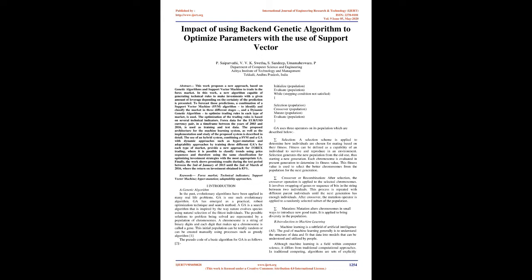The proposed architecture for the machine learning system, as well as the implementation and study of the proposed system, is described in detail. The use of a hybrid system, combining a SVM and a GA with dynamic approaches such as hyper-mutation and adaptability approaches by training 3 different GAs for each type of market, provides a new approach for Forex trading, where it is possible to classify trends using price sequences and therefore using the same classification for optimizing investment strategies with the most appropriate GA.